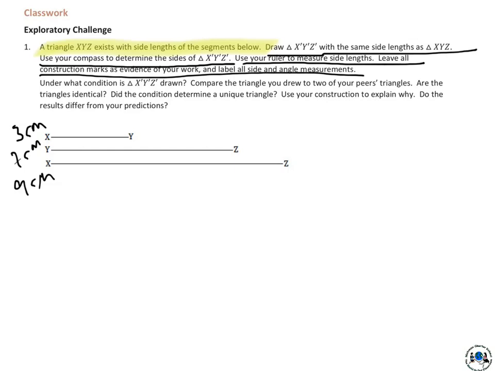Anyway, so we're going to answer some questions. Under what conditions is triangle X prime, Y prime, Z prime drawn? Compare the triangles to your peers. Now, you're not going to, okay, so you could skip that. We'll talk about the triangles, if they would be identical or could they be identical. But firstly and foremostly, would you go ahead and draw that triangle X prime, Y prime, Z prime with these side lengths. Okay.